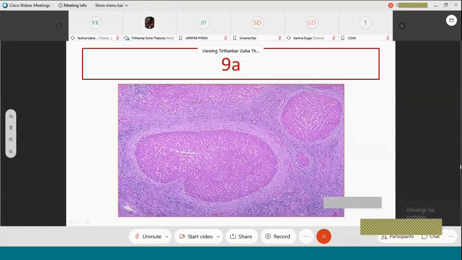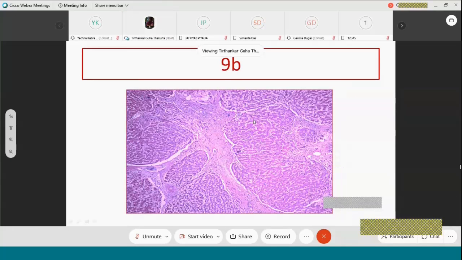What is the diagnosis here in 9B? You can see here cords of hepatocytes running. The architecture is totally disturbed. You cannot identify portal triad or central vein, and fibrous bands are passing through the liver, dividing the liver into pseudolobules or regenerating lobules. So this is cirrhosis of liver. Very good.